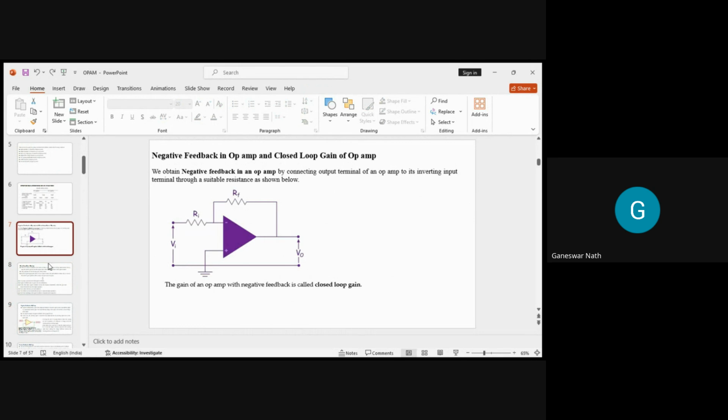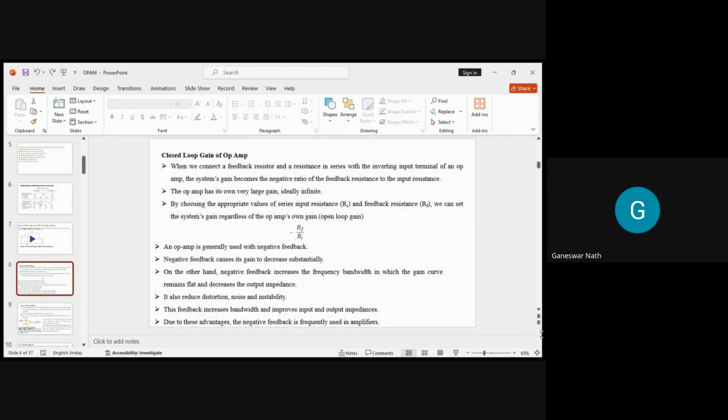In this negative feedback amplifier, you can find the closed loop gain of the op-amp when we connect a feedback resistor and a resistance in series. So with a feedback resistor and a resistance in series with the inverting input terminal of the op-amp, the system gain becomes the negative ratio of the feedback resistance to the input resistance. The op-amp has its own very large gain, ideally infinity. By choosing the appropriate values of the series input resistance RI and feedback resistance RF, we can get the gain equal to minus RF by RI.